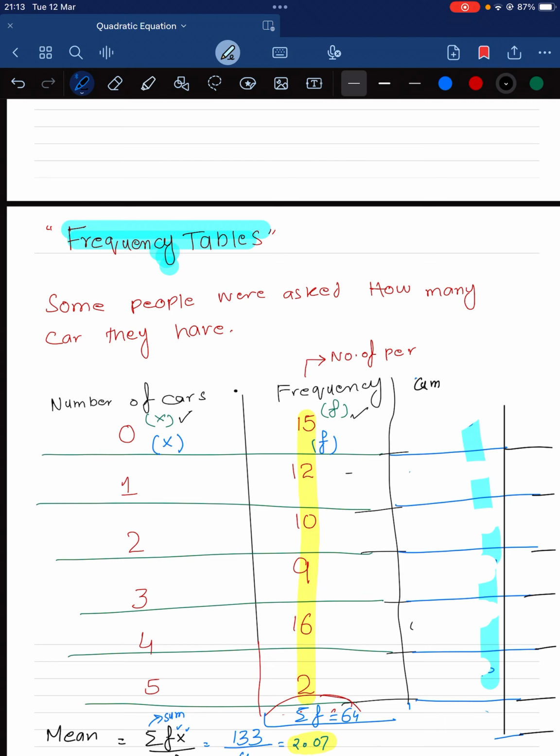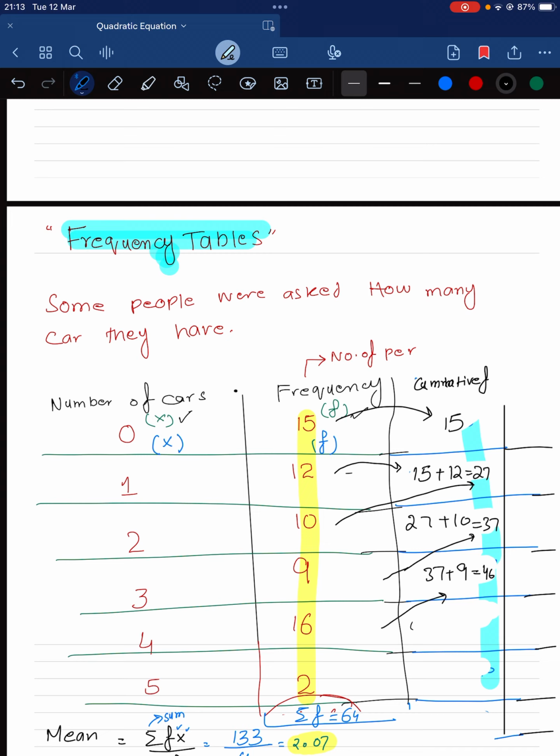Basically, cumulative frequency is the sum of all the frequencies. The first value is 15 as it is, then you add 15 plus 12, which gives us 27. Then 27 plus 10 is 37. Then 37 plus 9 will give you 46. Then you add the next value, 46 plus 16, it's going to be, I think, 62.